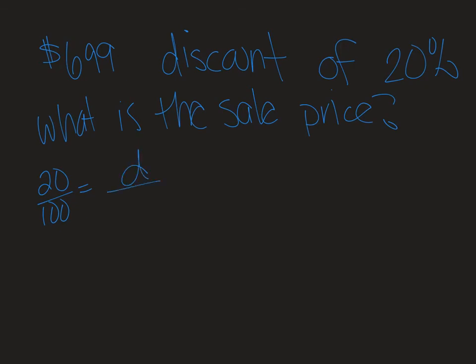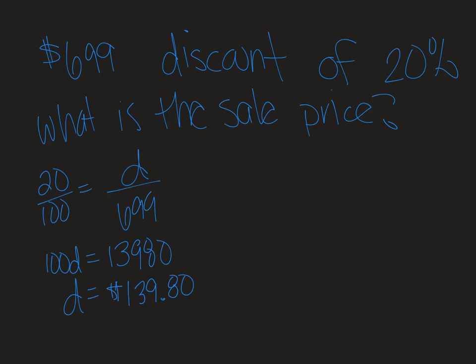But we know that the original price is $6.99. So then you can cross multiply to solve. So I'm going to have 100D and then 20 times $6.99. So 13980. So you should get 13,980, and then divide by 100. And that is $139.80. Now remember, this is just the discount amount.